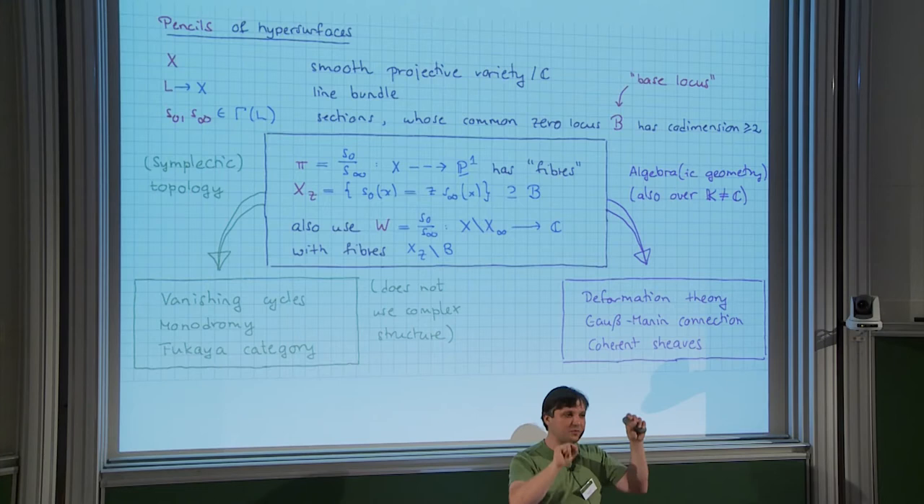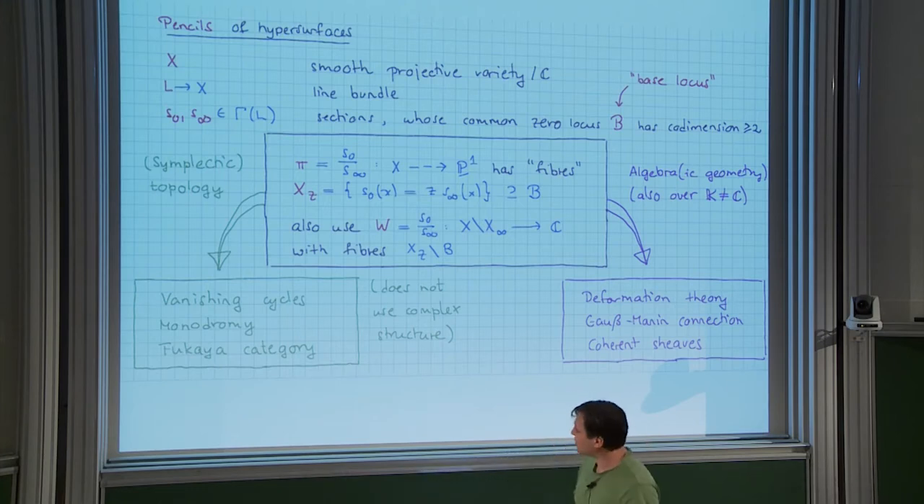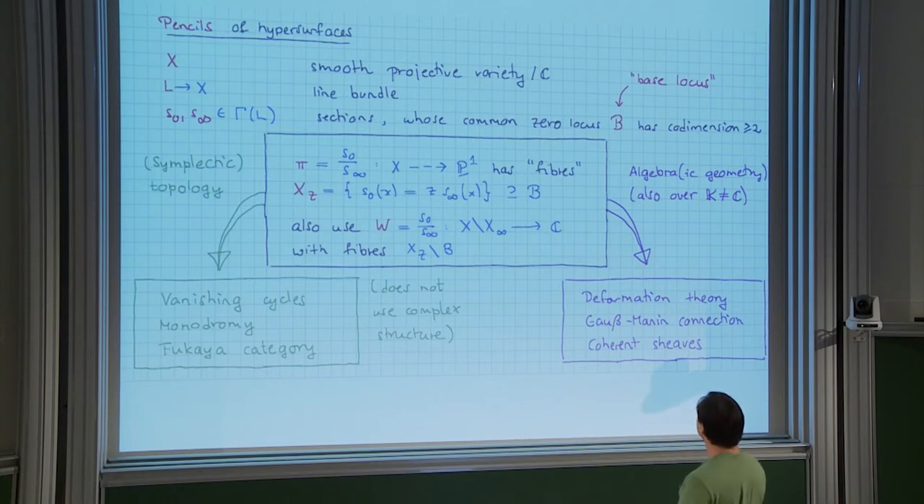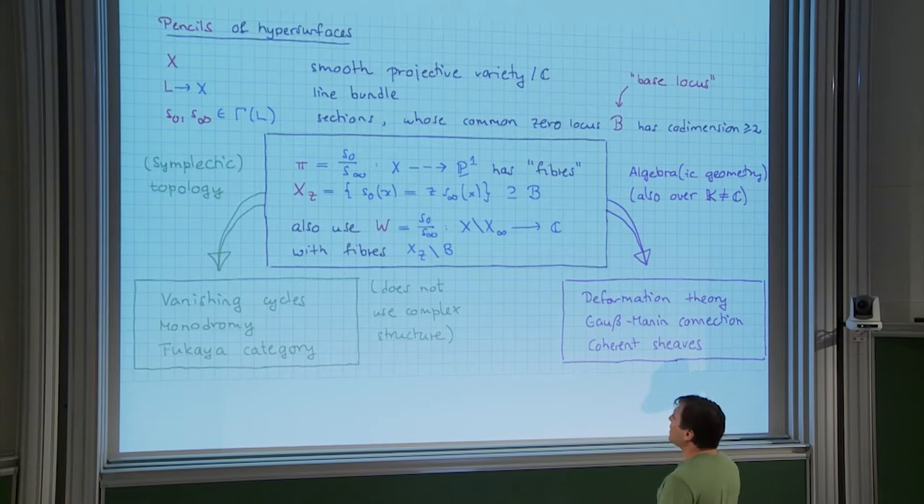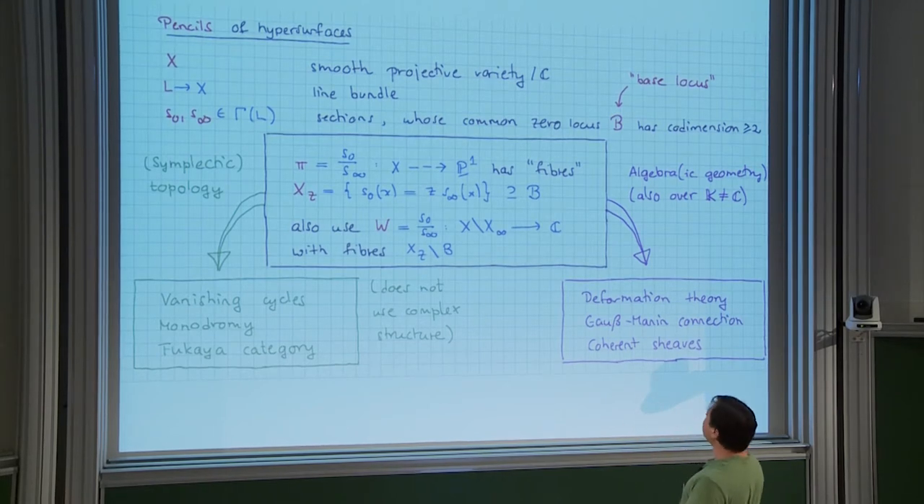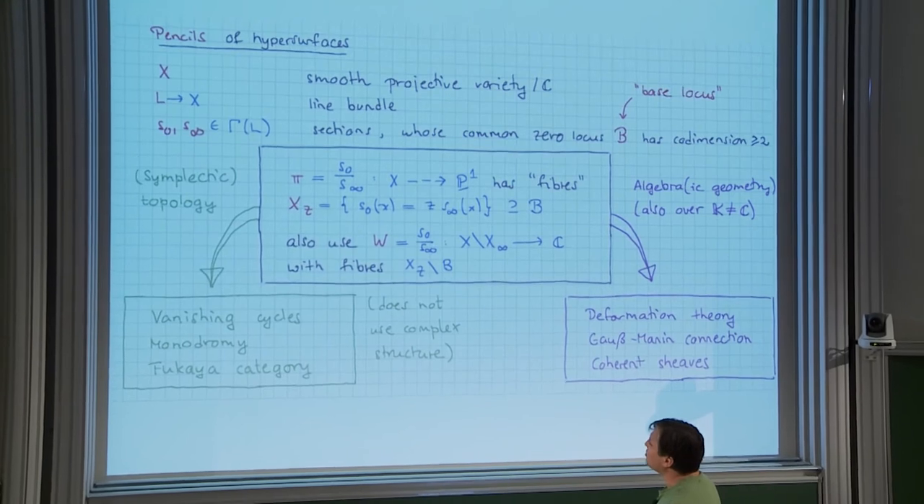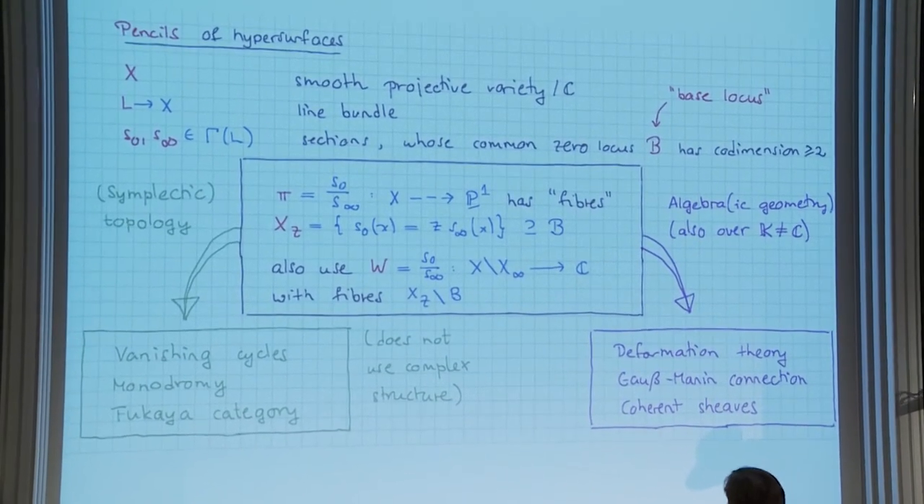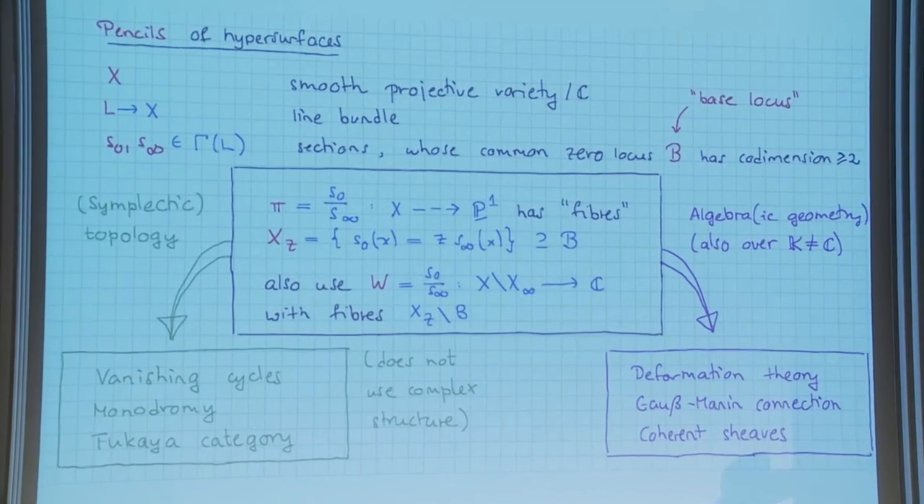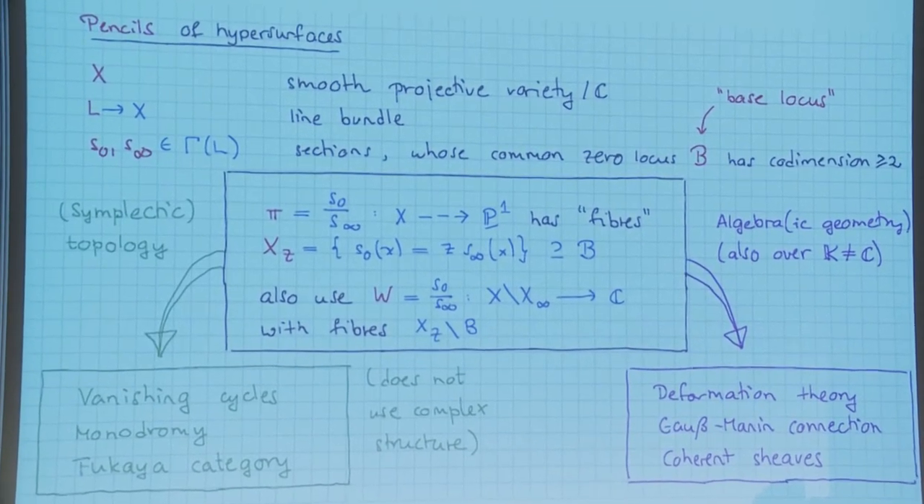If you deform things slightly, that will be indistinguishable from this topological point of view, which is green. Okay. So the other point of view, which is algebraic, which is purple, is to really look at these things here as defining a family of algebraic varieties, X_z, and you can look at them from the point of view of deformation theory, from the point of view of cycles, from the point of view of Hodge theory, Gauss-Manin connection.